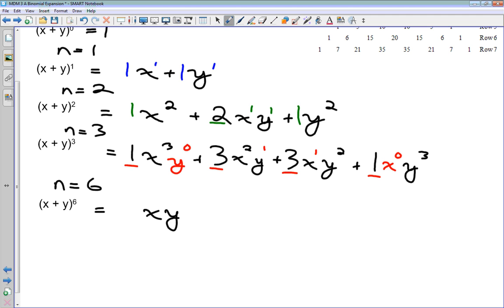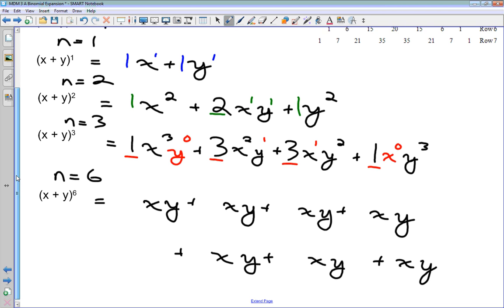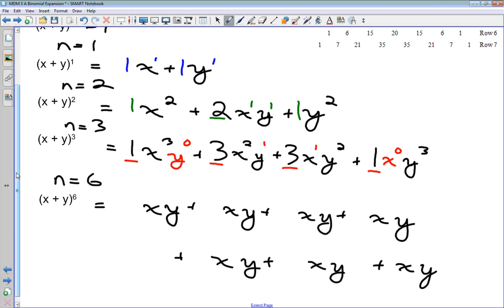So I'm going to have an xy plus an xy plus xy plus xy. That gives me 4 terms. I'll have to go down to the next line here, plus xy plus xy plus xy. Okay, so I know I have 7 terms. Each one of these terms is going to have both an x and a y in it. Now I can put in my coefficients out front. Let's see. Row 6 says my coefficients are going to be 1, 6, 15, 20, 15, 6, and then 1 again.